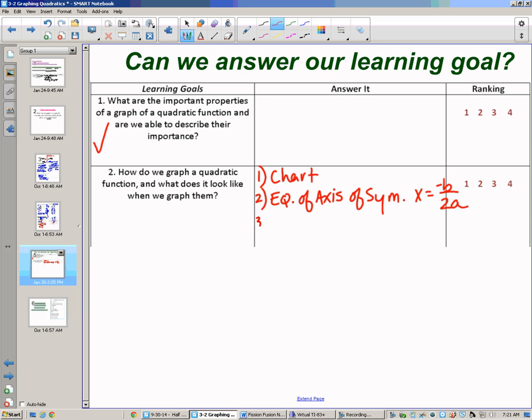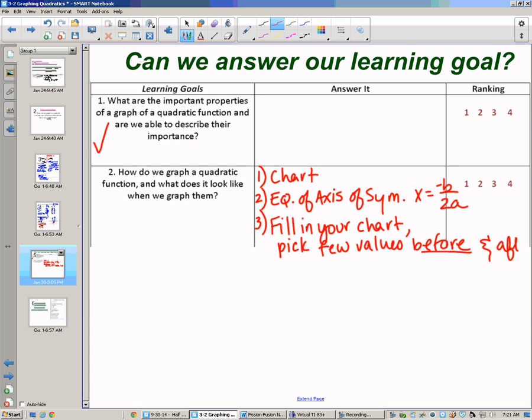Okay, and then you fill in your chart by picking a few values before and after. And then your last step is graph all those points. Make sure you have axes labeled and draw a smooth curve.